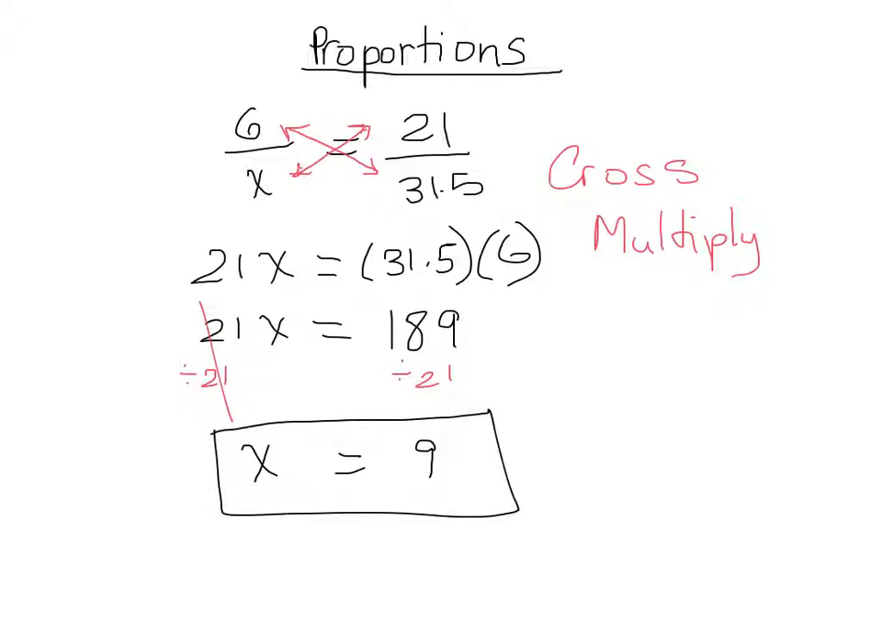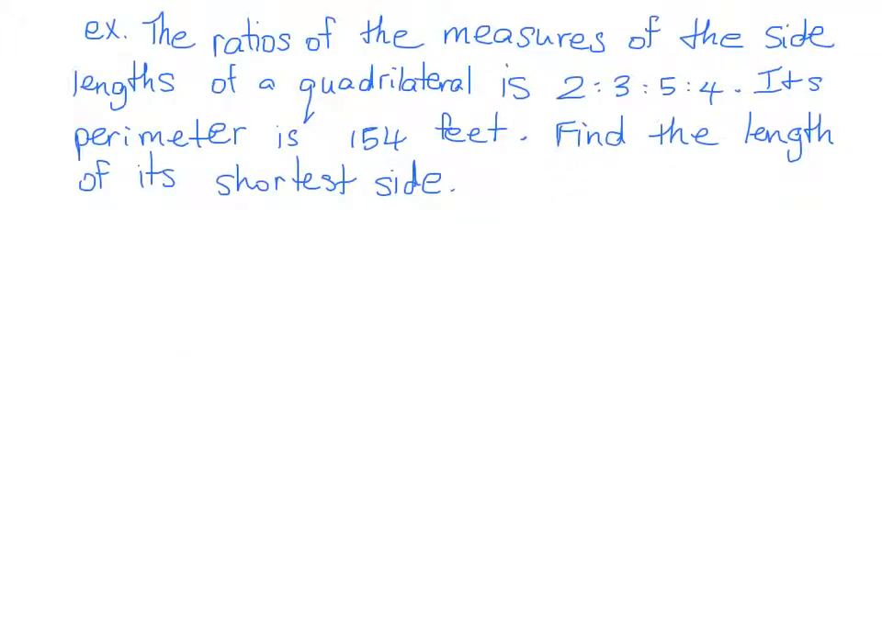Now let's take a look at how a proportion could show up in geometry. This example is pretty similar to the example we did with the triangle, but this time we're going to use proportions to solve. You can use whichever way you prefer, but I would like you to see the proportions way. It's actually my preference. So we know that the ratio of the side lengths is 2 to 3 to 5 to 4, and this is a reduced ratio.